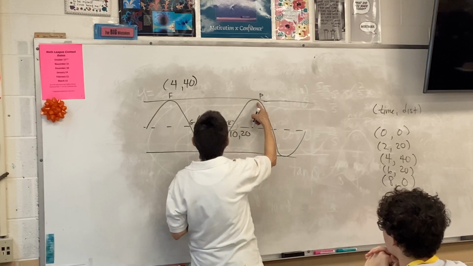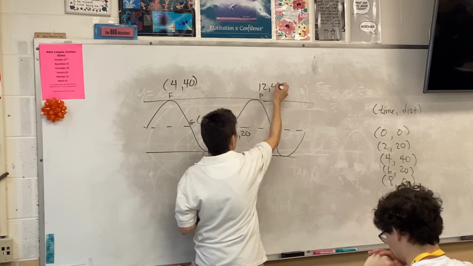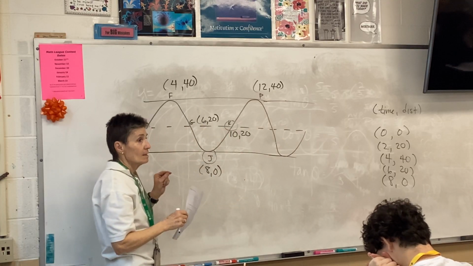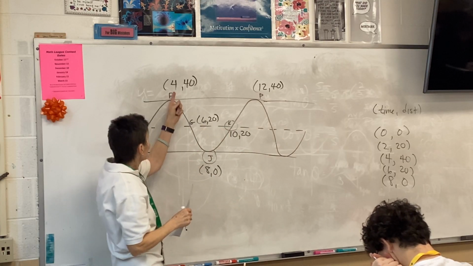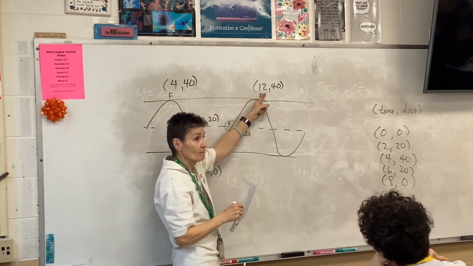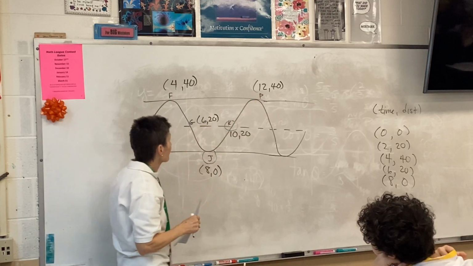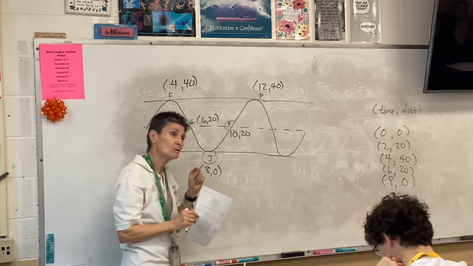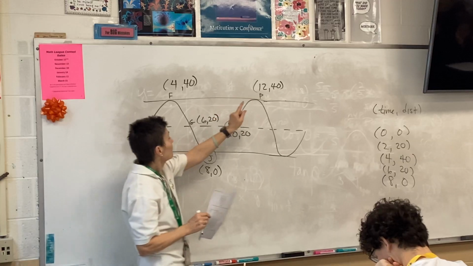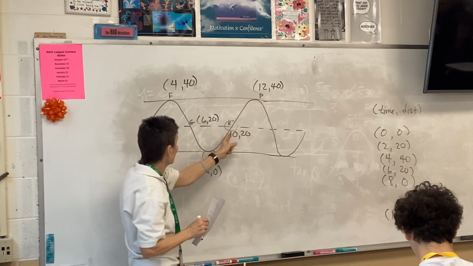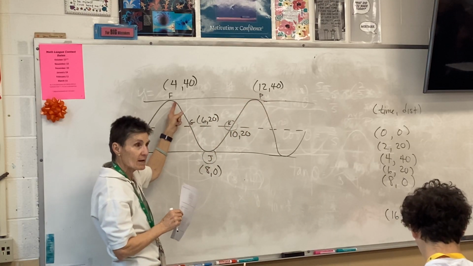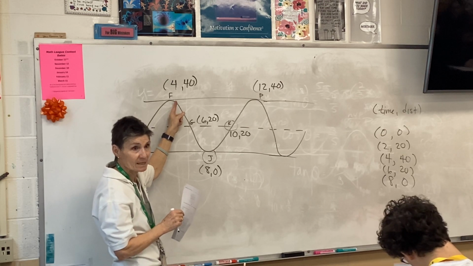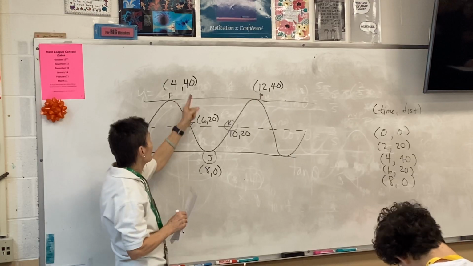And then what would this one be? 12, 40. Remember, the period is 8. So if that's a 4, this one's gonna be a 12. Now, there are other answers you can have. What I don't wanna do is, when I had the 4, 40 over here, in order to label these points, you see how I would have gone negative on my x, and I didn't want to do that, because it's time. So I think I will.